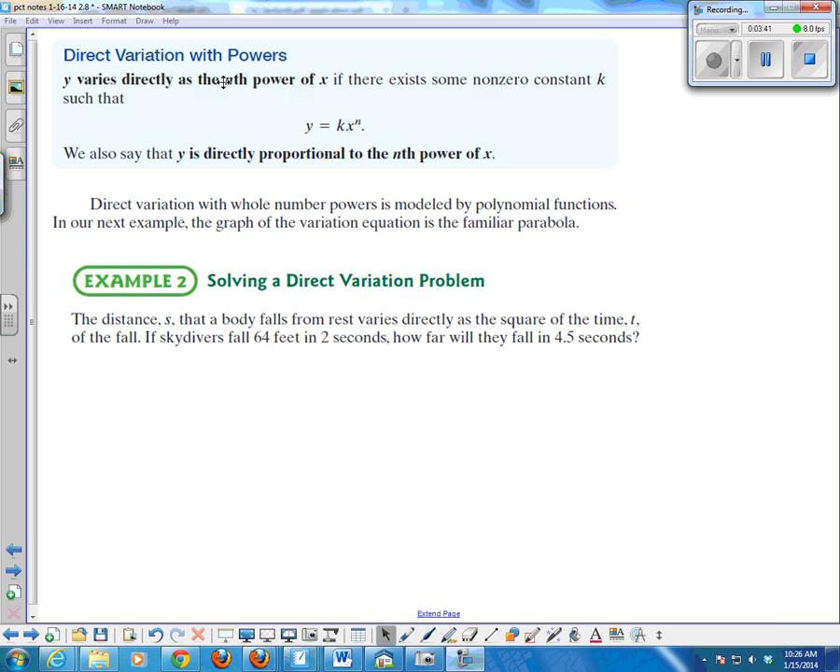The next example deals with direct variation of powers. So this is, instead of having y equals kx, we're going to have y equals kx to the n, so n has a power. So we would say y is directly proportional, or y varies directly with x to the nth power. Okay, here's an example. The distance s that a body falls from rest varies directly as the square of the time t of the fall. Okay, I'm going to pause here, write down the equation, write it with me, then we'll continue.